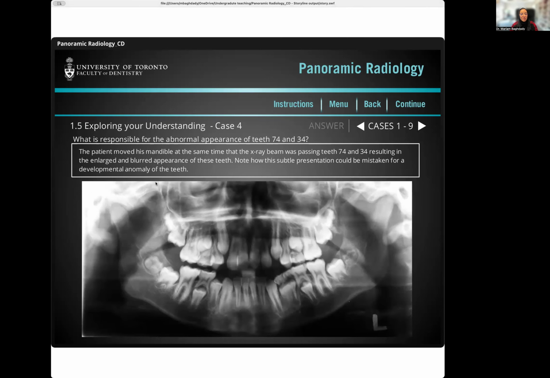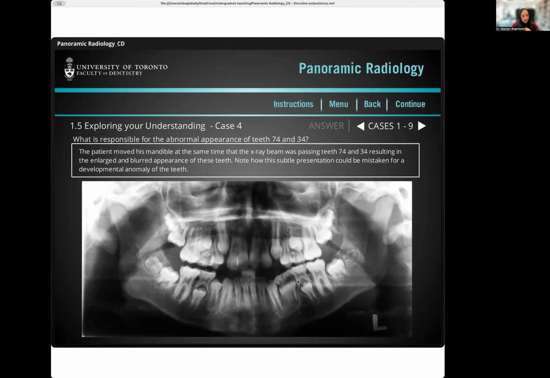So yes, the patient moved his mandible at the same time that the X-ray beam was passing right through 7-4 and 3-4, resulting in the enlargement and blurring of the teeth. Note how this subtle presentation could be mistaken for a developmental anomaly. So movement can sometimes be so subtle. This is not a strange, weird anomaly. I see it a lot, especially with kids, because they do move a lot and they do small movements. It's not a rare thing.